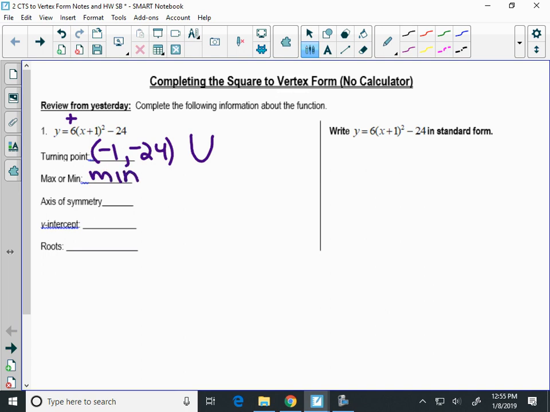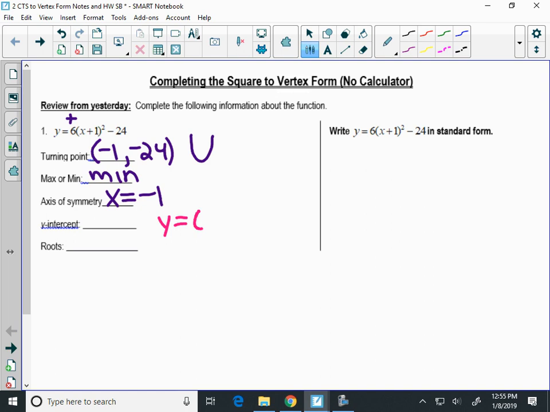Do you guys remember where the axis of symmetry will be for this parabola? At the x value. So you have to make sure you write this as an equation. You have to write x equals -1 because the axis of symmetry is a line, so you need an equation. Now, how do I find the y-intercept of our graph? Put 0 in for x. So we'll find the y-intercept, keep the y the same, and put the 0 in for x.